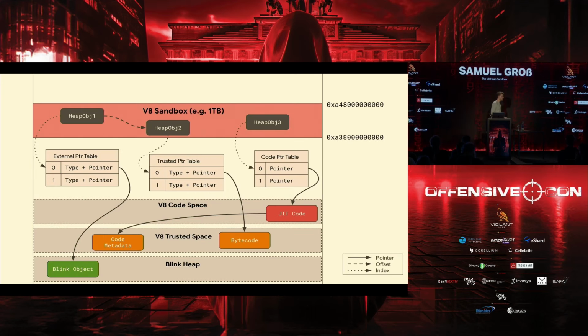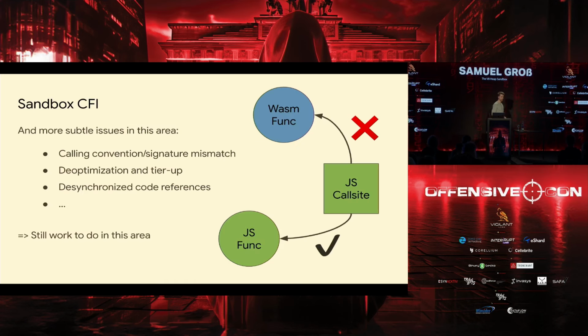So actually, what the sandbox really looks like is more like this here. We have not just one of these pointer tables, we have a few of them, and different types of outside trusted spaces. There's a code space that has the machine code, and a trusted space for bytecode stuff. So yeah, things in V8 are rarely simple. So there you go. And yeah, there's still more problems in this area.